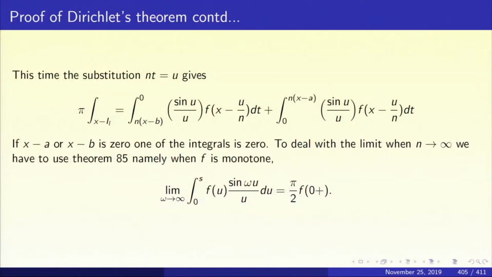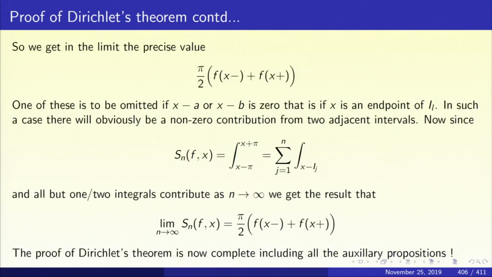So we get the precise value pi by 2 into f of x minus plus f of x plus. You see, this is exactly what we have over here. Instead of omega, I will exactly have this expression. I will get exactly this arithmetic mean, pi by 2 times f of x minus plus f of x plus. Now, if one of these terms will get omitted, if x minus a or if x minus b is 0, that is if x is an endpoint of an I_L.